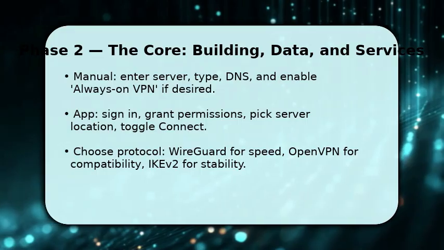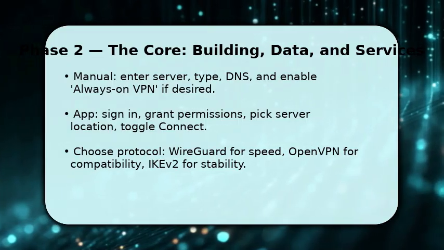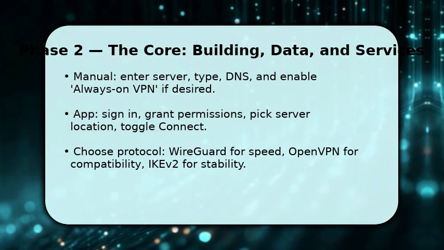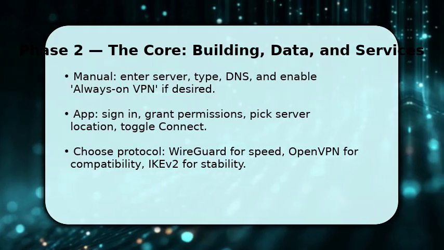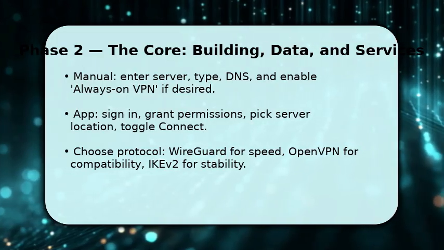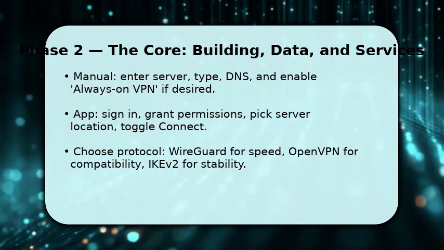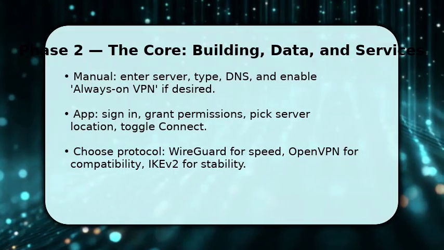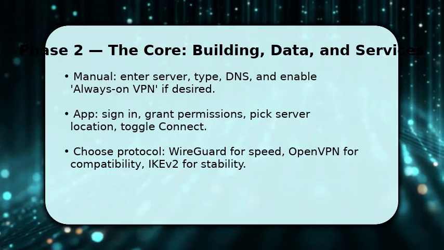If manual, verify server address, protocol, DNS settings, and enable always-on VPN only if battery use is acceptable. If using the app, sign in, allow required permissions, and select a server region, then tap Connect. Make sure to test with a quick website that shows your IP to confirm the change.